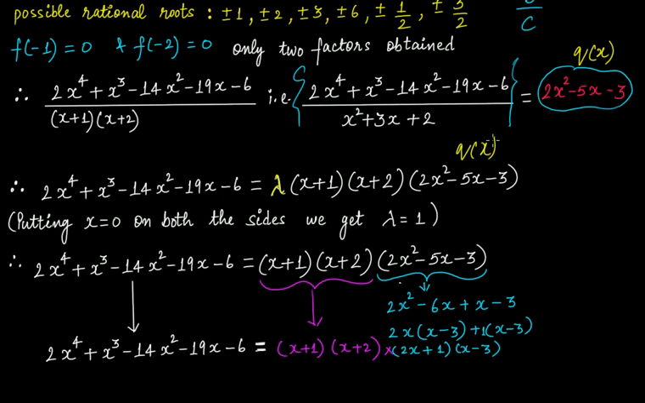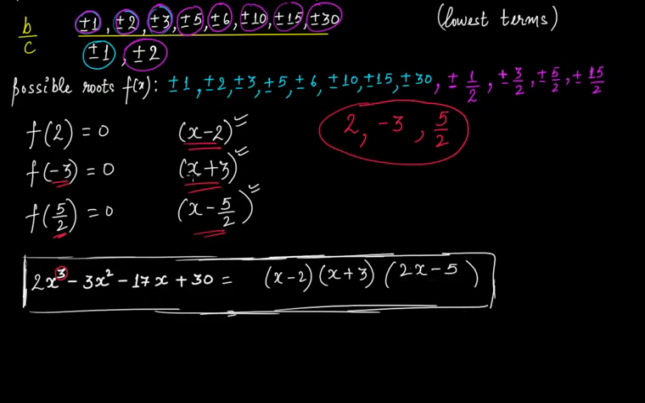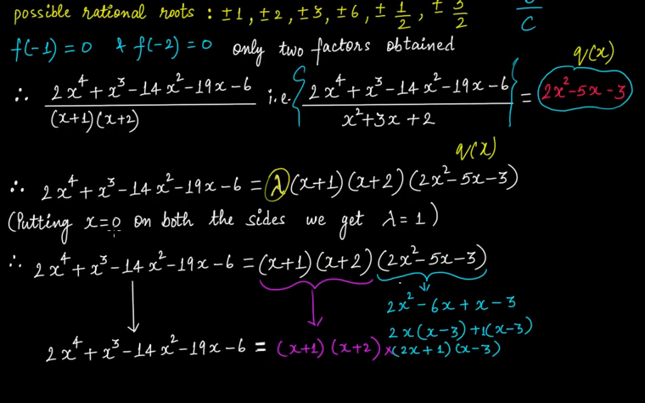Now what you have to do is calculate the value of lambda, as we did in this case. Same thing: put some value, like in this case you put x equal to 0 on both sides, and you get lambda equal to 1. Since lambda is 1, we write it as (x plus 1) multiplied by (x plus 2) multiplied by 2x squared minus 5x minus 3.